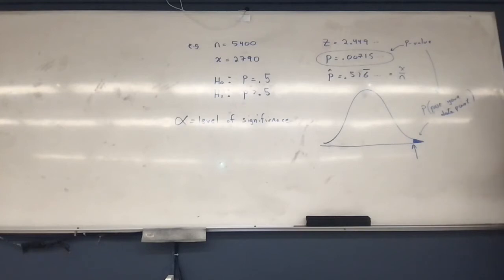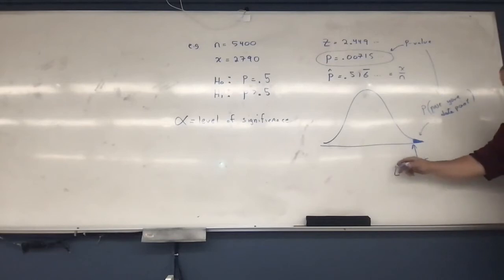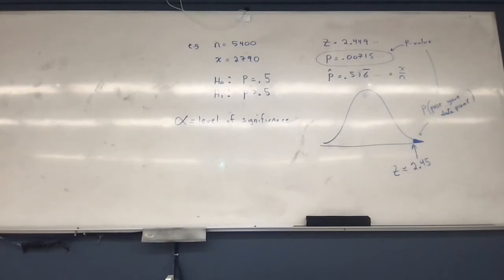That's your p-value. 0.516 is the sample proportion that you got. But in terms of a z-score, it's about 2.45. Now let's think about it. How many standard deviations away from the center is 2.45? By its very definition, about 2.5 deviations out.